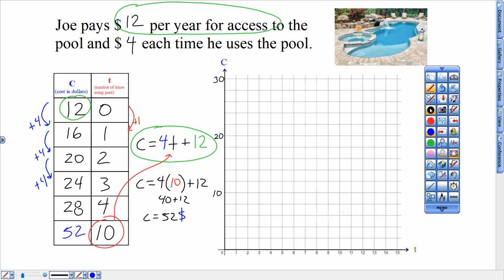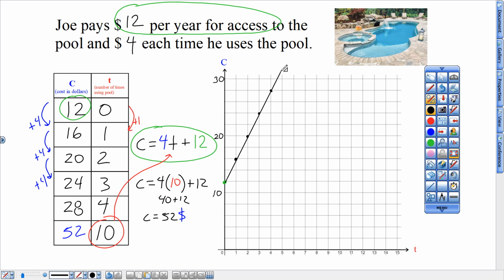Here I go. 0, 12 is right here on my y-axis, not going through the origin. That's 0, 12. 0 times already cost me 12 bucks. 1 time cost me 16. 2 times cost me 20. 3 times cost me 24. Look, going up the same amount, over 1 up 2. Going over 1 up 2 on this graph, which is 4. Draw your line.